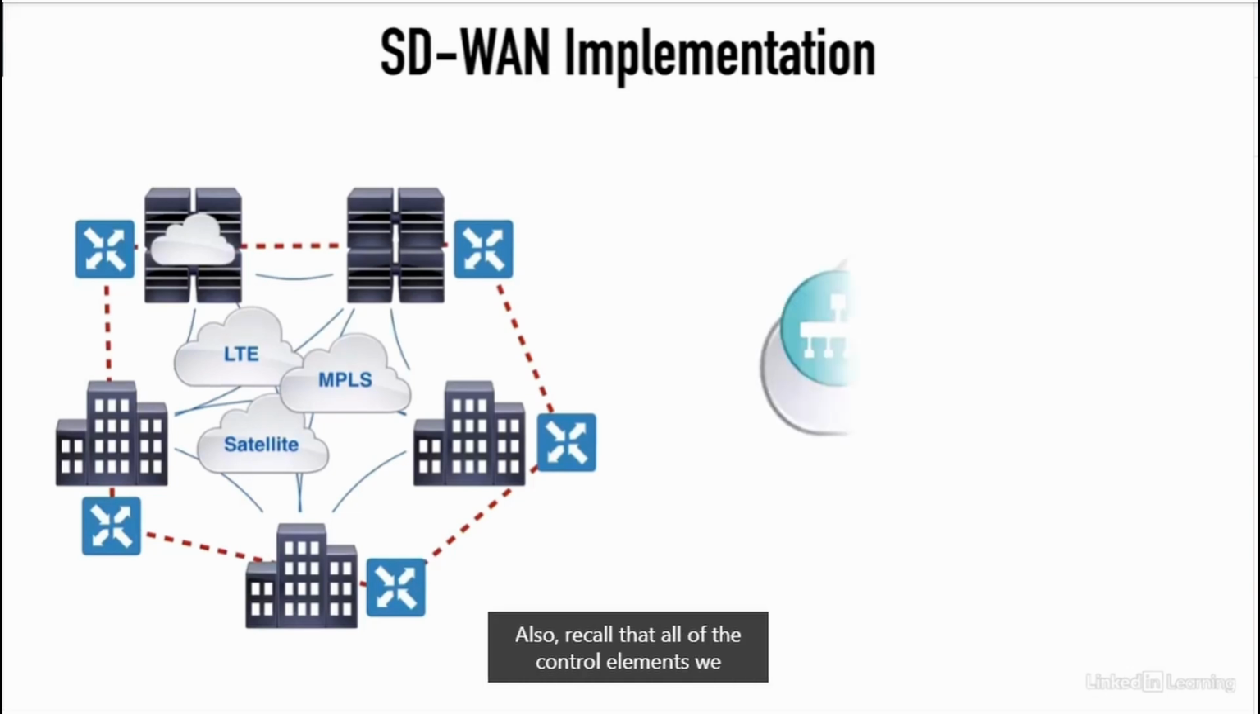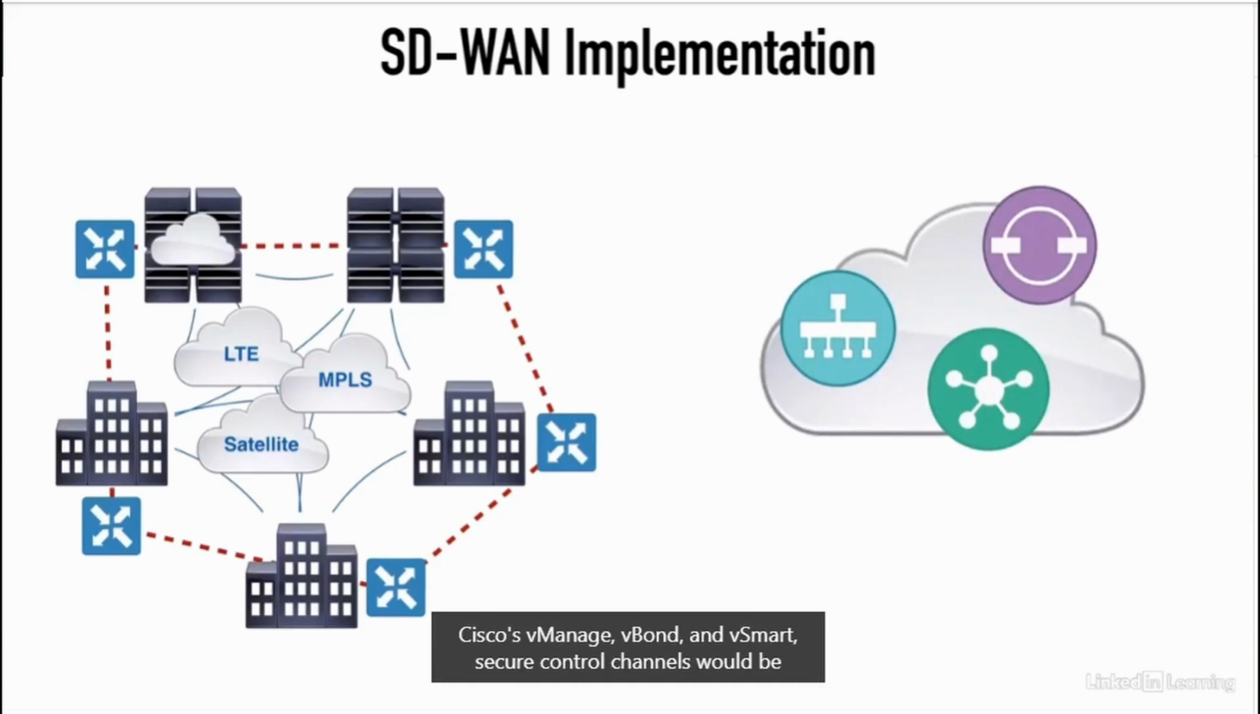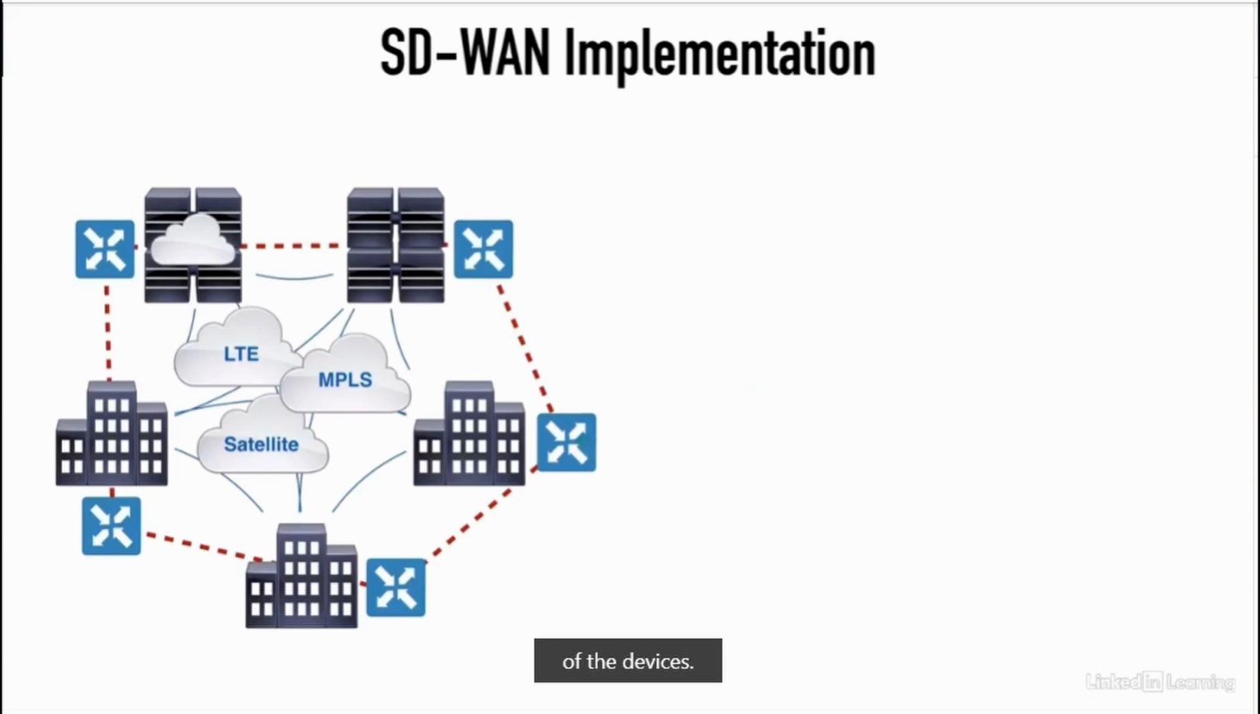Also recall all of the control elements we discussed earlier, Cisco's vManage, vBond, and vSmart. Secure control channels would be established between each of these elements and each one of the WAN edge routers, and that would be used for provisioning and for configuration of the devices.